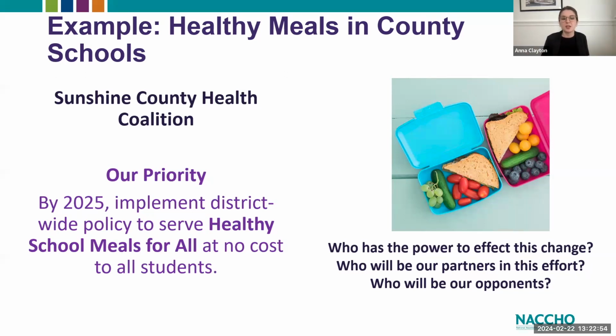That's great. Who would be your partners in this effort? Who do you think would be aligned on wanting this to happen? Parents, the health department, of course, PTAs, PTOs, parents. Who might be our opponents in this effort? Who would be against doing this? This one might be a little harder.